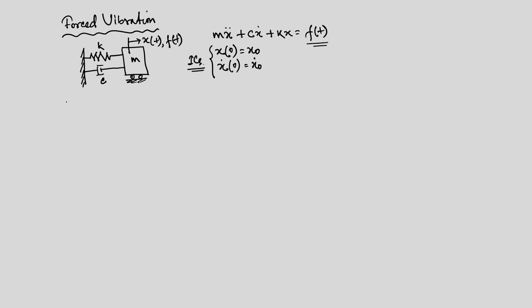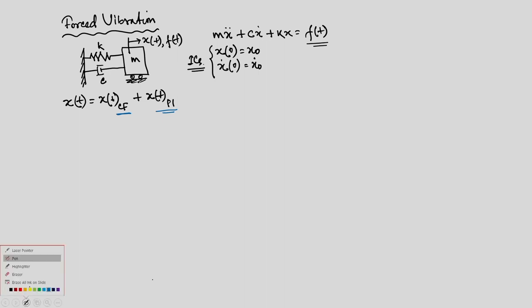Now, we have already solved the homogeneous part, that means the total solution x of t has two components: x of t, that is the complementary function, plus x of t, that is the particular integral. Now, this complementary function we have already solved when we have the right hand side equal to 0 and we apply the initial conditions. Today our task is to solve this particular integral.